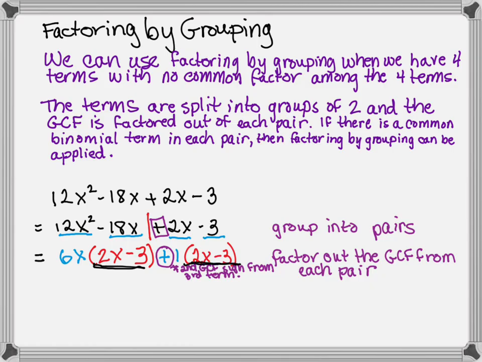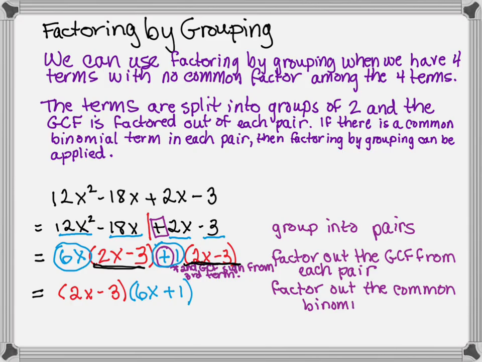Okay, so notice we do have our common binomial term here. We have 2x minus 3 in both of our groupings. So now we'll factor that out. So I have 2x minus 3 being pulled out. When I factor that out of the first term, I'm left with 6x. When I factor it out of the second grouping, I'm left with plus 1. So we factored out the common binomial term.